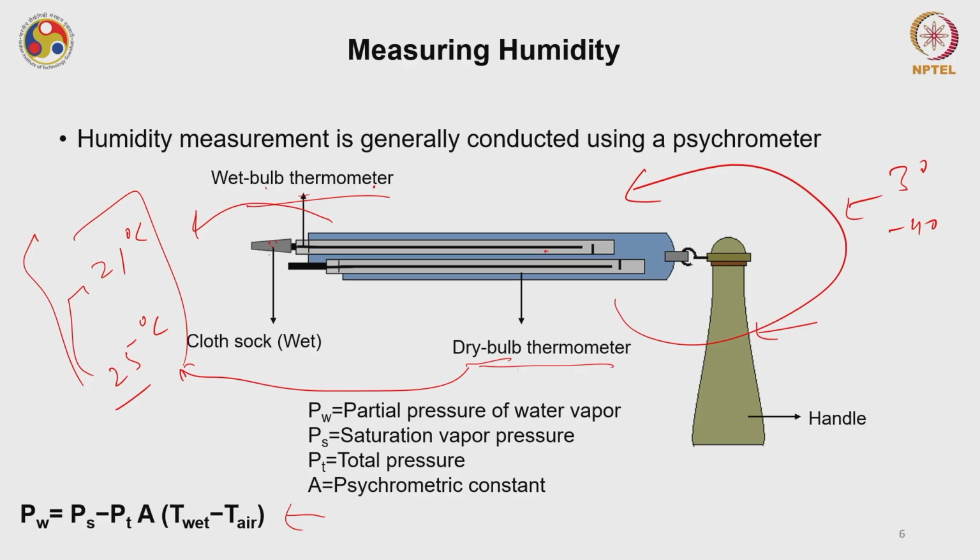Where PW is the partial pressure of water vapor, PS is the saturation vapor pressure, PT is the total pressure, and A is the psychrometric constant, while T wet is the temperature of the wet bulb thermometer, and T air is the dry bulb thermometer's temperature. So by this equation these variables are calculated, and this chart gives you direct conversion of this temperature difference to a humidity percentage, RH.